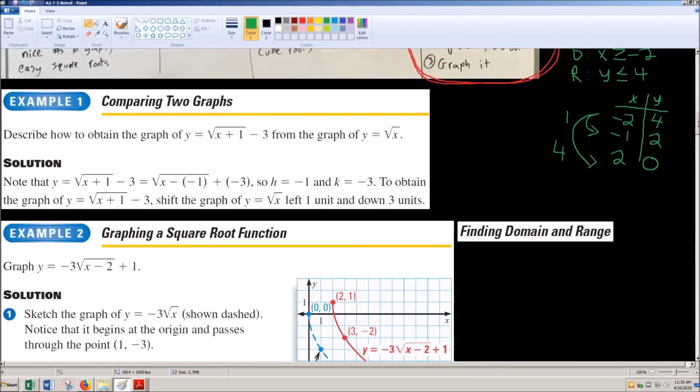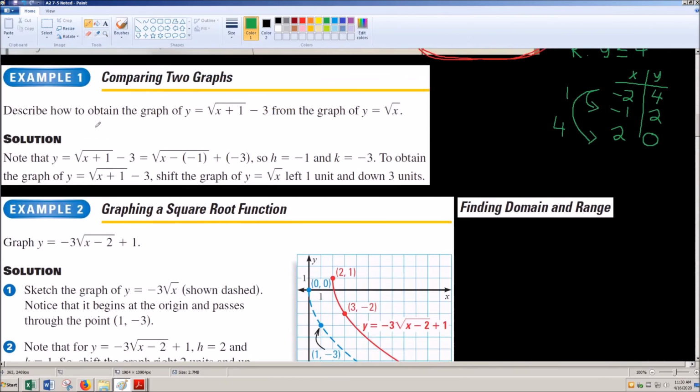So let's look at some examples. First one we're going to look at is just how to compare these things. So here I just want to compare this red thing to my parent function. Okay, so this is the whole idea of graph the parent function and then adjust it by your h and k values. Again, if you want to do that, whatever floats your boat. Just make sure that if you are going to do that, you have to include the a value, because that stretch is going to be part of what you need to include in your graph.